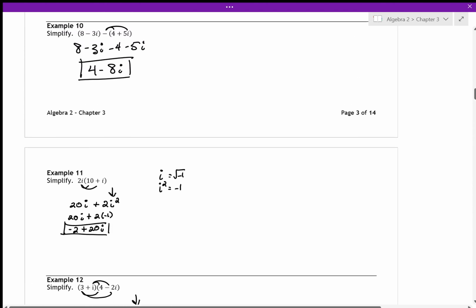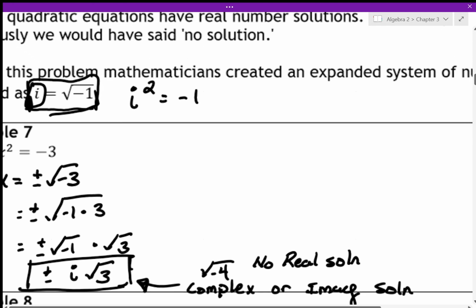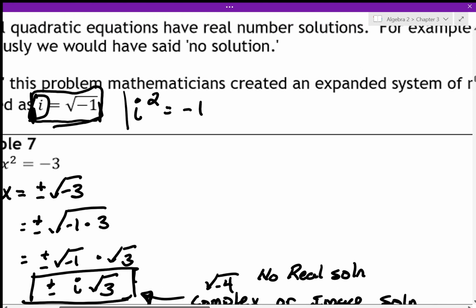Big idea. Let me find where it was written down. i squared is a negative 1. If you don't remember anything else, that's the thing to remember. All right, that's all.